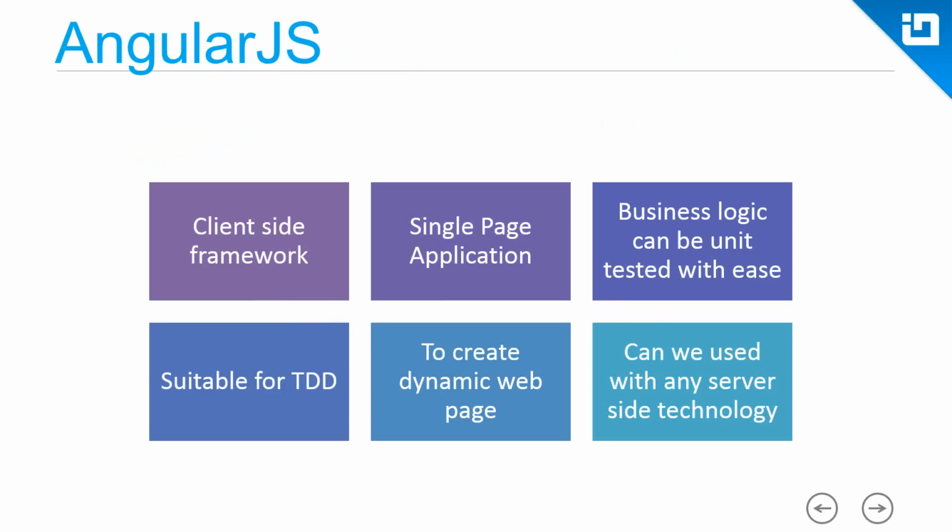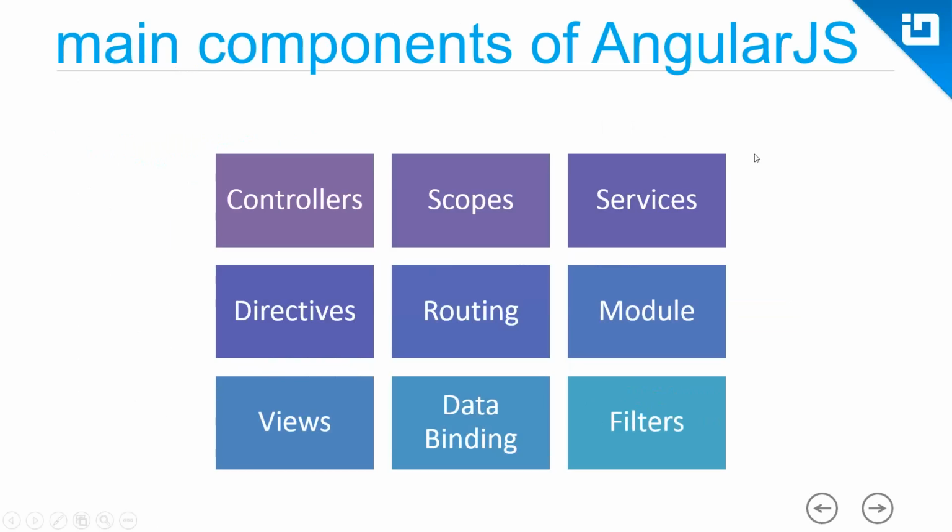Let us move to our next slide. Here you see the main components of AngularJS. I'll give about five seconds to each component. An AngularJS application has controllers. Controllers are nothing but JavaScript functions which hold your business logic. Scopes are related to a controller and to a directive, and they provide the execution context for your application. Next is services.